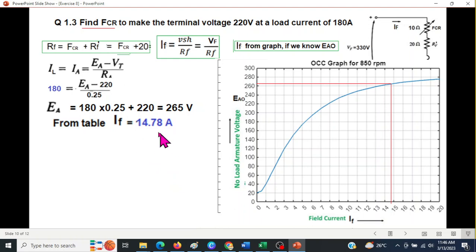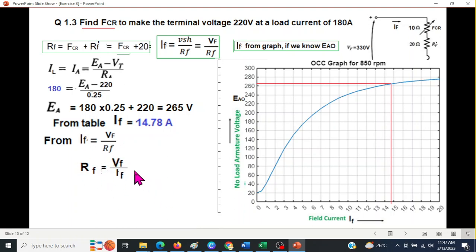But just to try to find more accurately, I'm now using the graph. From here you can see this is 260, 280, so mid is 270, half of that is 265. So if we draw it, then it is almost like 14.75 or 78, whatever. So we can use this. But for you to follow the math, I'm just using whatever the professor has calculated. Okay, so IF is known.